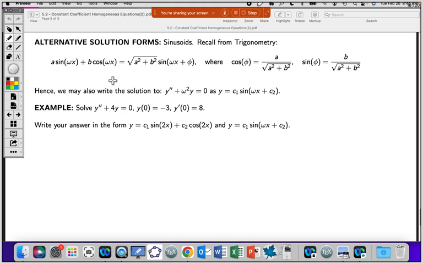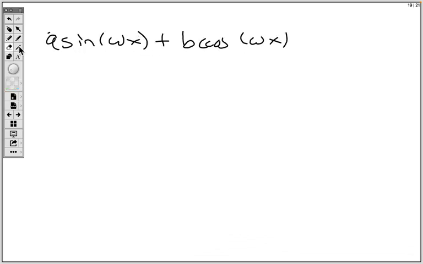coefficients here, a and b. Just use a little Pythagorean identity. So let's see. Let's say you've got a sine omega x plus b cosine omega x, and you want to set this equal to capital A sine omega x plus phi.